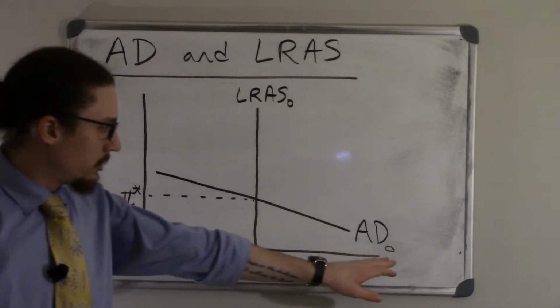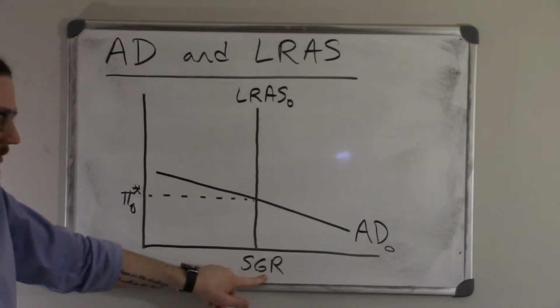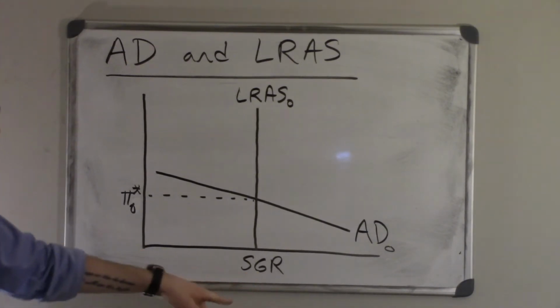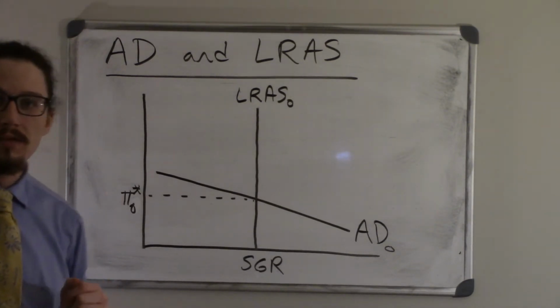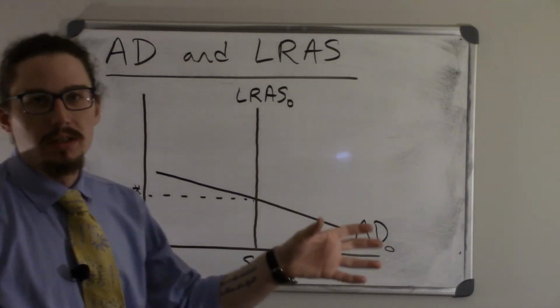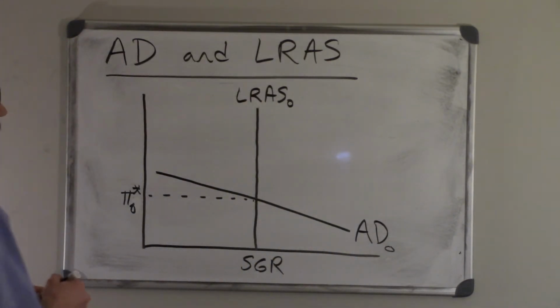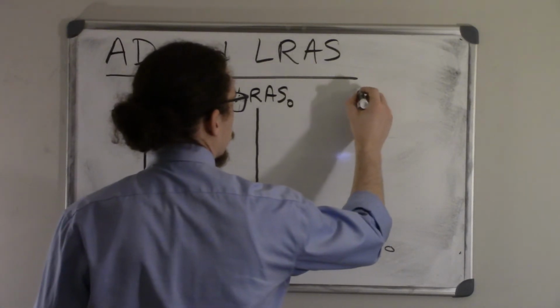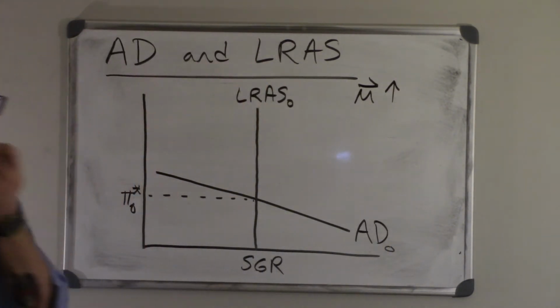I've already set up this initial one, so this would be our starting position. We've got our original aggregate demand curve, we've got our long-run aggregate supply curve at SGR, the Solow growth rate, and then we've marked our equilibrium inflation rate for the moment. But let's say that we want to try to help boost the economy, and we increase aggregate demand. It doesn't really matter how we do it, but let's say we increase the money supply.